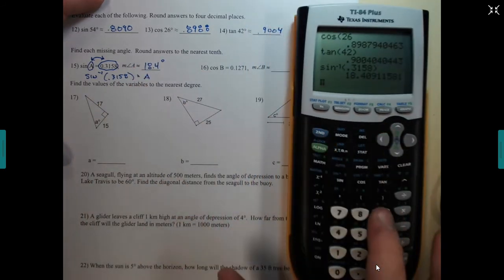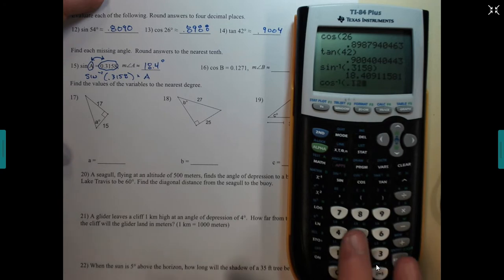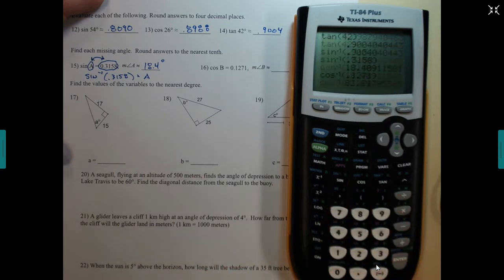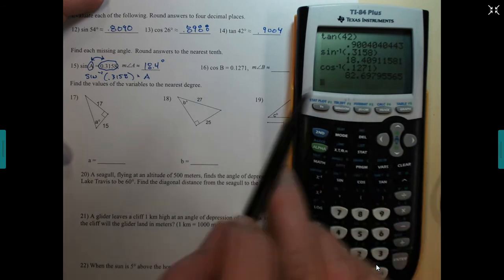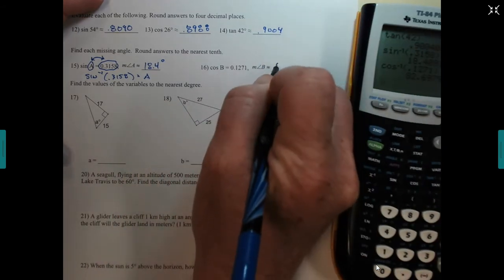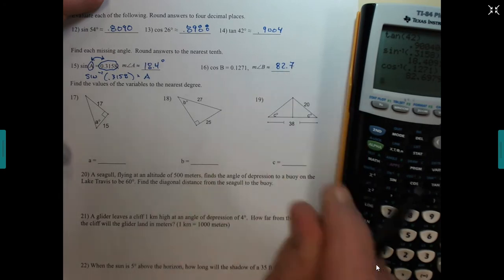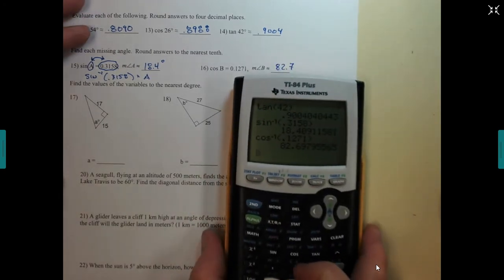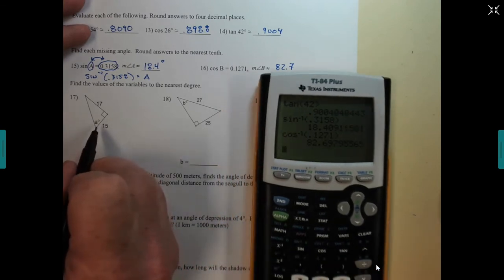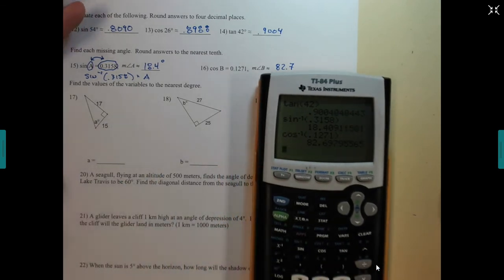We do it again, second cosine, 0.1271. To the nearest tenth, that would be the 6. Look to the right, my 6 has to go up to a 7. 82.7 degrees. All right. So here, this is not a special right triangle, so I'm going after trig.